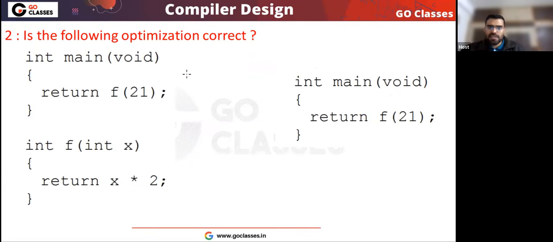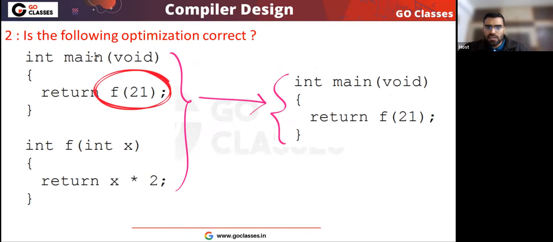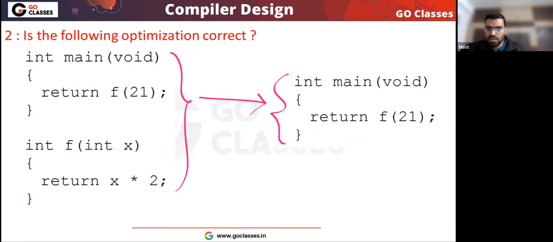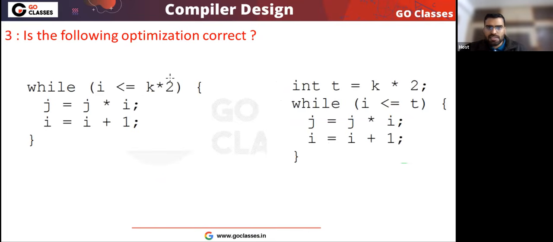Is this optimization correct? Tell me. Is it a correct optimization? This is not a correct optimization because we are calling F21. So this is wrong. You can't do this optimization. Is this correct optimization? Is this optimization correct?